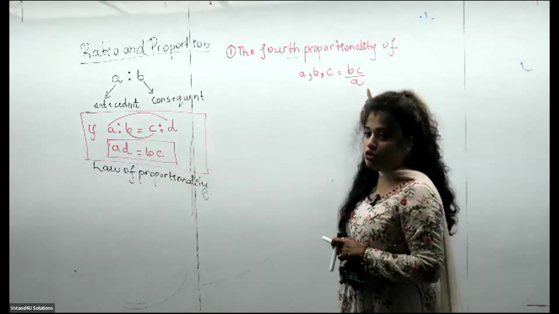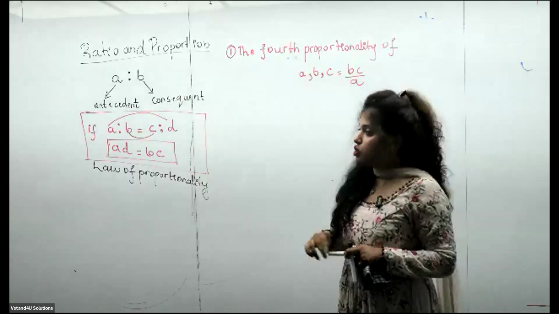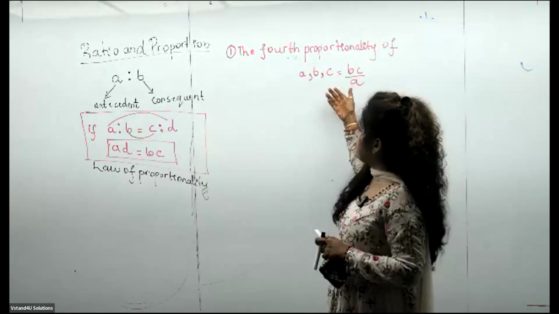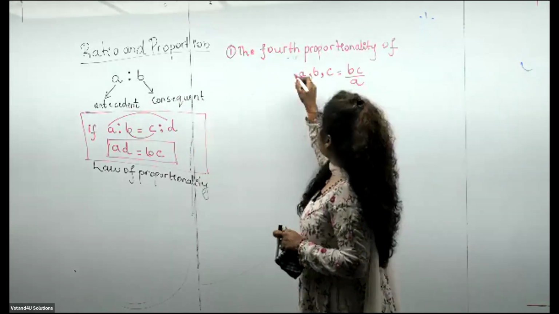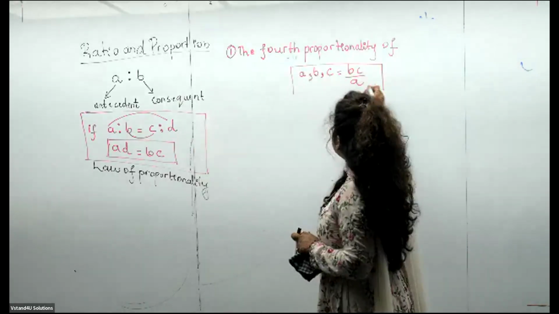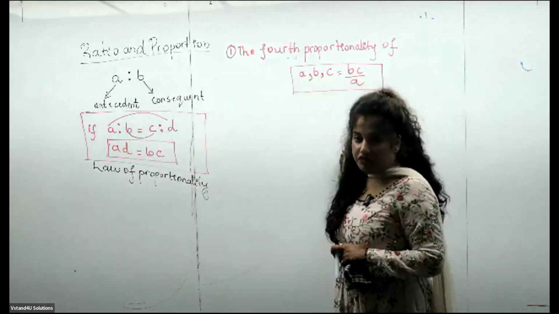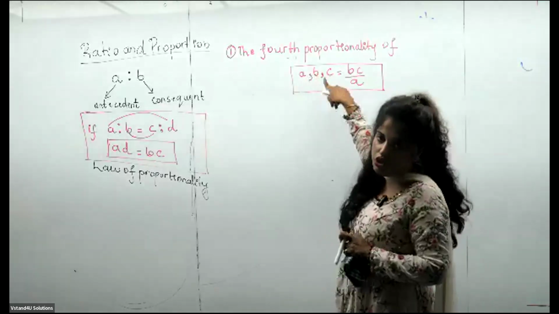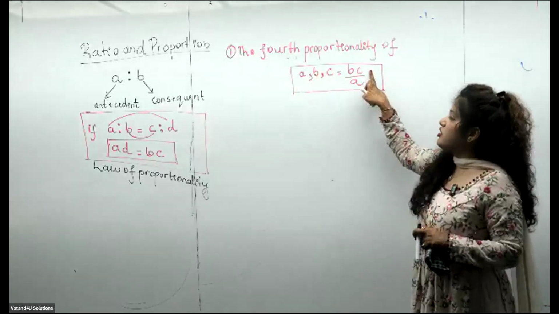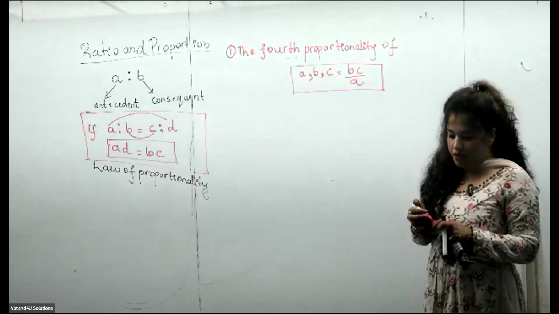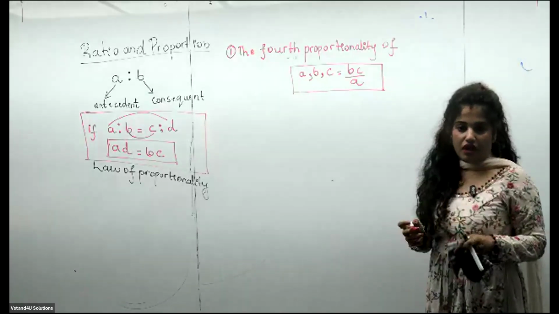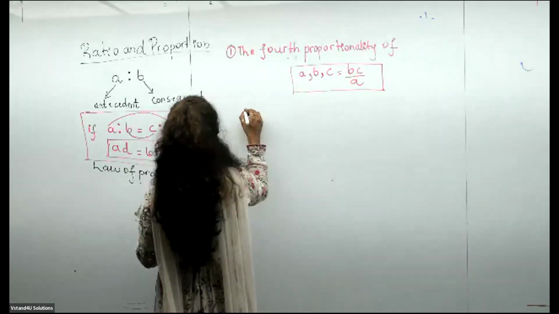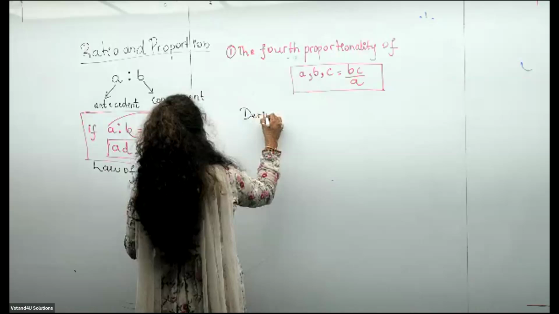Ma'am, you said fourth proportional, so you should have 4 here. Then why have you put it like this? See, this is the formula. If they give a question like what is A is to B is to C is to D, then you will take the formula as BC by A. Ma'am, how to derive this? Let us see how to derive this.